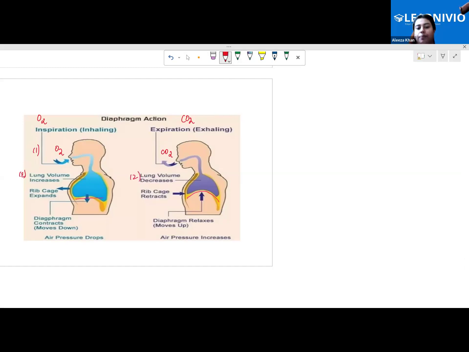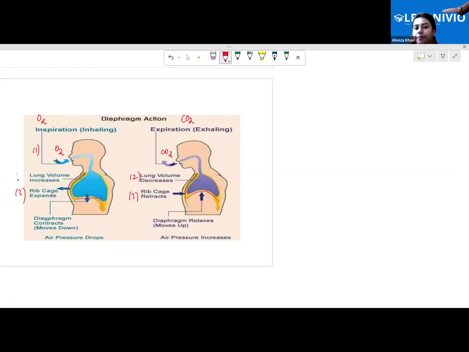This is the second difference. Now the third point: the rib cage is expanding, or I can say the chest cavity is expanding, in inhalation. In exhalation, the rib cage is retracting or coming back. This also you have observed. Yes or no? Yes, ma'am.